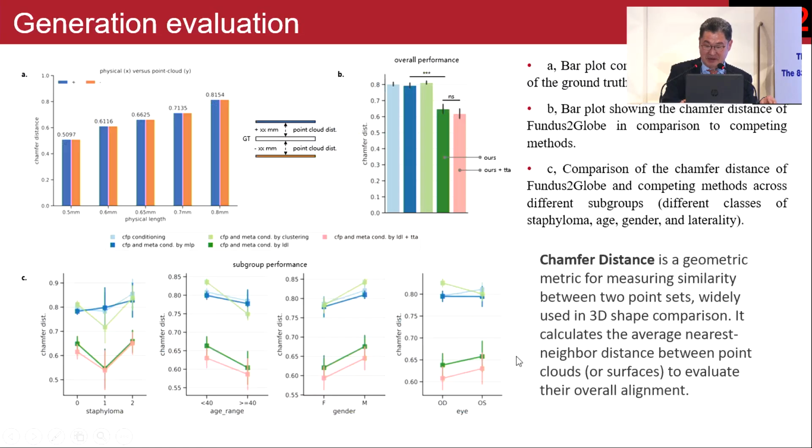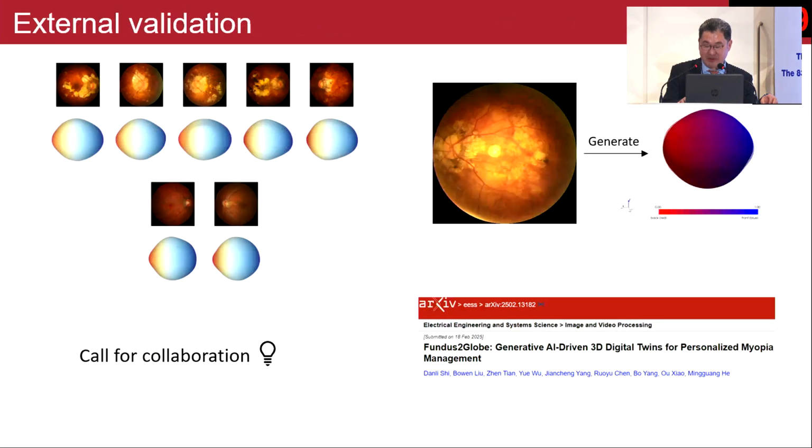But then we also look at the chamfer distance. Chamfer distance is a parameter that indicates how close these two 3D point sets are, the generative one and the real one. So with the chamfer distance, we demonstrate quantitatively that the generative 3D image and the real 3D image are very similar.